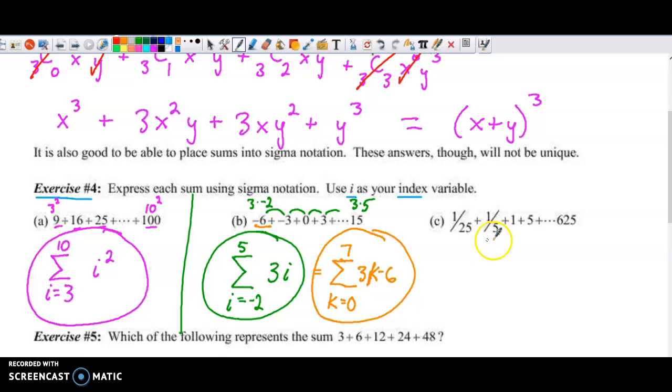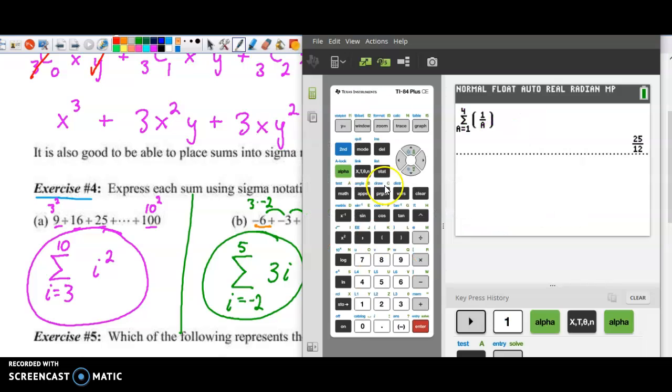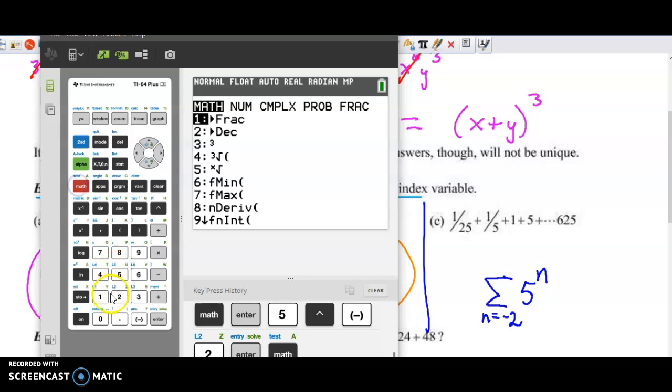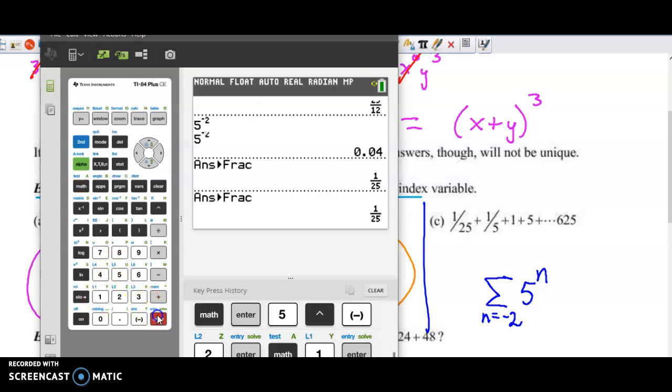The same thing goes with the next one. I'll just use n just to show you can use whatever variable you want. It's 5 to the n power, and the way I'm thinking about it is if I took 5 to the -2nd power, I would get 25 in the denominator. And then you might even need a calculator to think about it. I'll show you real quick. 5 to the -2nd power gives me that 1 over 25. You just might have to hit that fraction key.